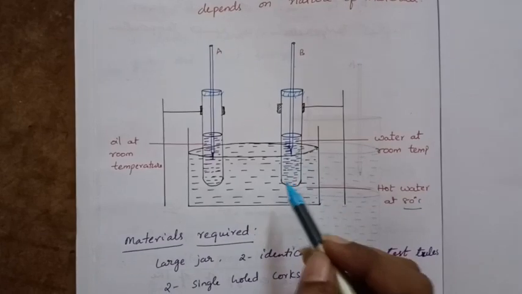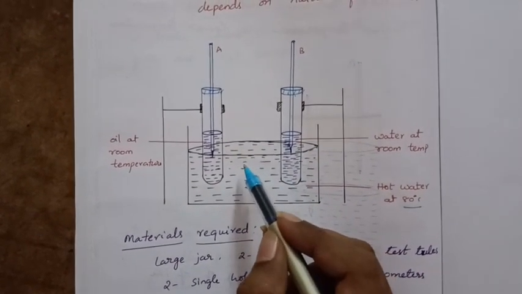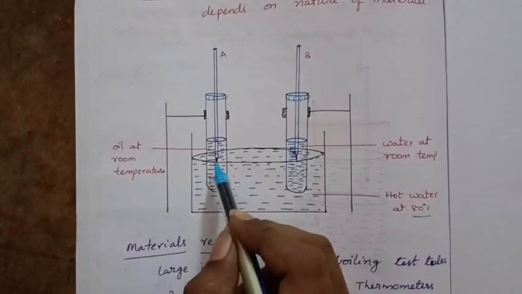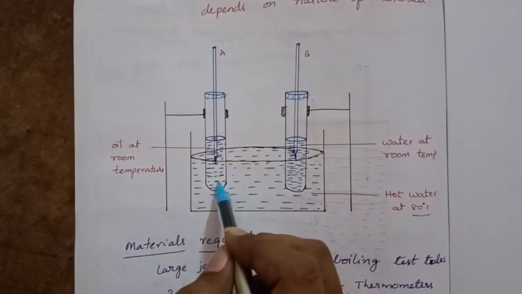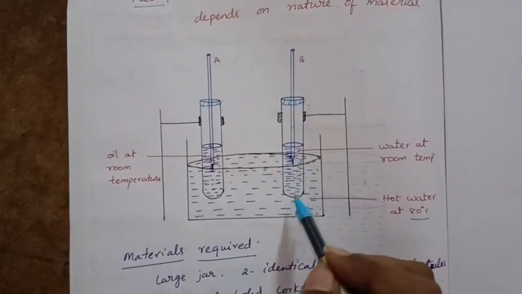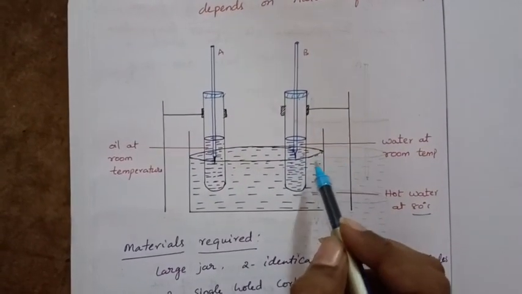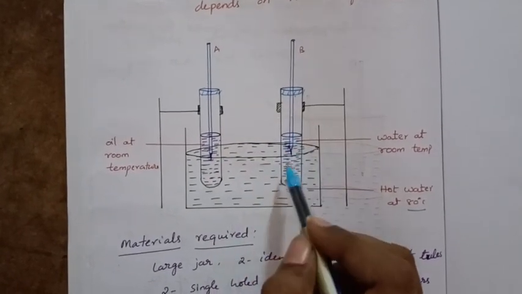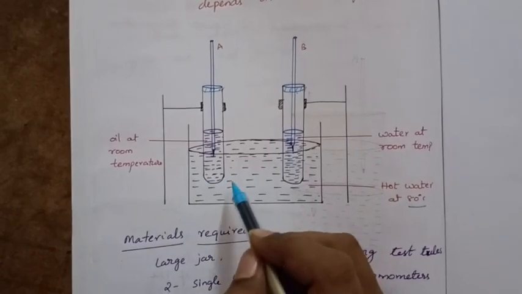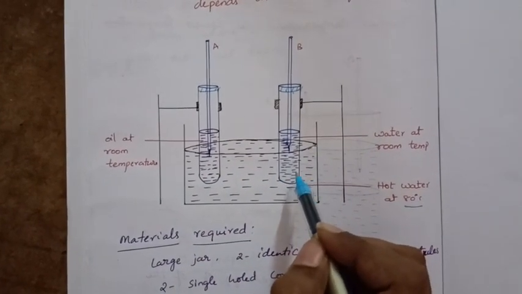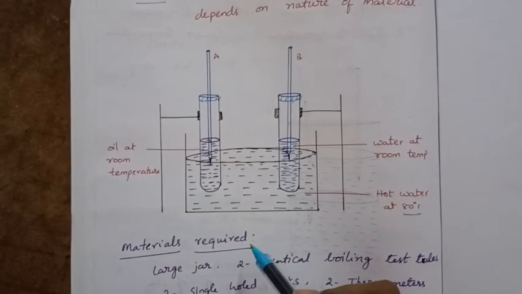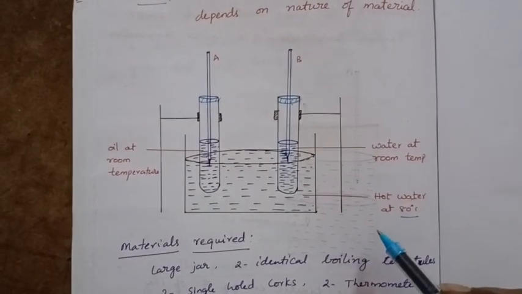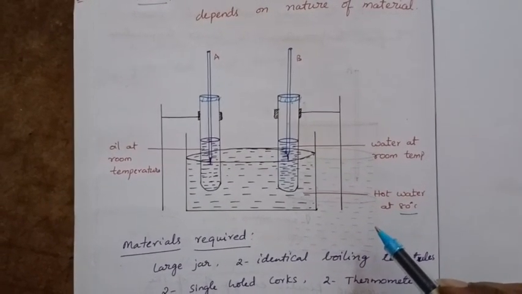Now here, why are we taking these materials? Here we have taken hot water, and two test tubes, one filled with oil at room temperature, another with water at room temperature. So both have the same temperature, and we have taken equal volumes. Now whenever we place them in the hot water, heat will be transferred to both of them equally. So we can observe the rise in temperature.